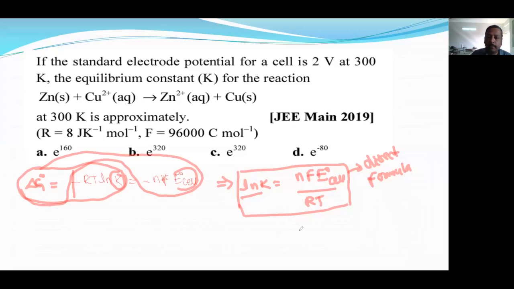Okay. Here n will be 2 because zinc and copper are exchanging 2 electrons. F is 96500 and E naught cell is given as 2. The R value you will take as 8 because it is already given here, so don't worry, we will substitute only the given values. And the temperature is 300 Kelvin. On simplifying, you will get e to the power of 160. So A is the option.